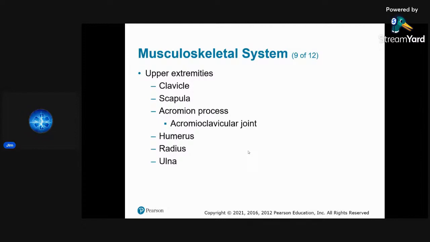The humerus is your upper bone in your upper arm, your funny bone. Your radius and ulna are in your lower arm or in your forearm area. Remember, your radius is always on your thumb side, and it radiates. When you spin your thumb up and around, that bone radiates with it.